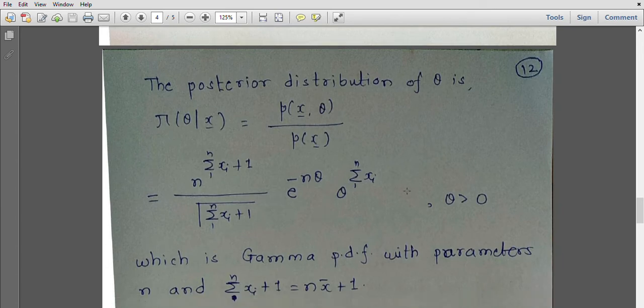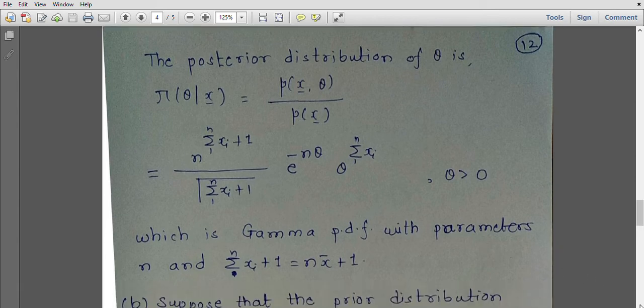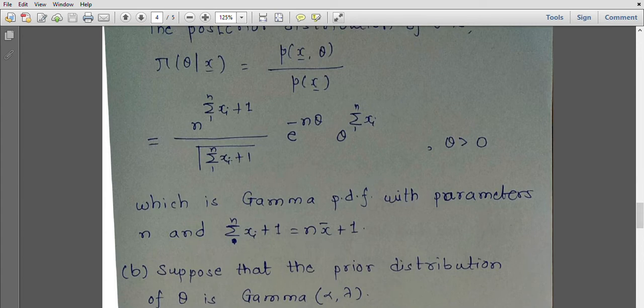So the posterior distribution of theta is pi theta given x, which is the joint distribution of x and theta upon the marginal distribution of x. Notice that this is a gamma PDF with parameters n and summation xi plus 1. So summation xi plus 1 is n x bar plus 1. So even though we started with an improper distribution as the prior distribution of theta, we get a proper PDF as the posterior distribution of theta.